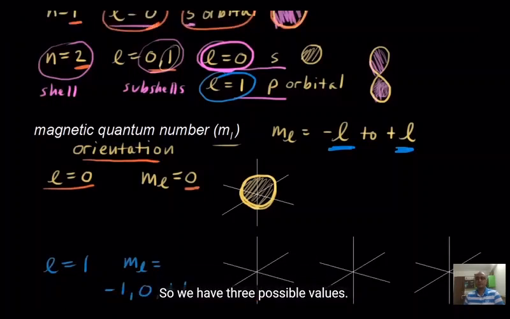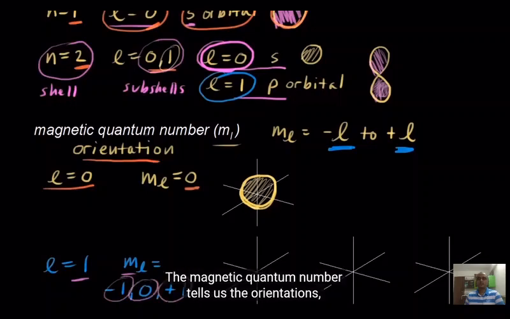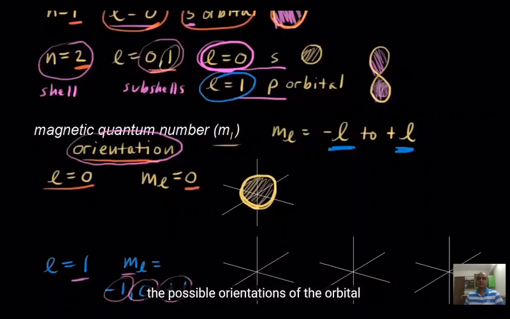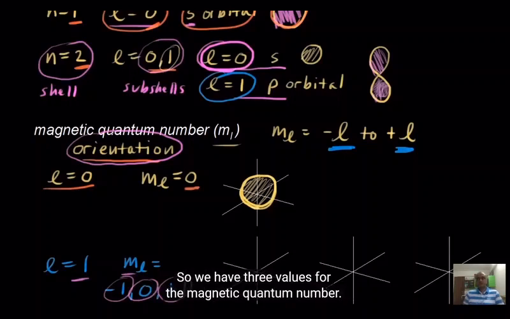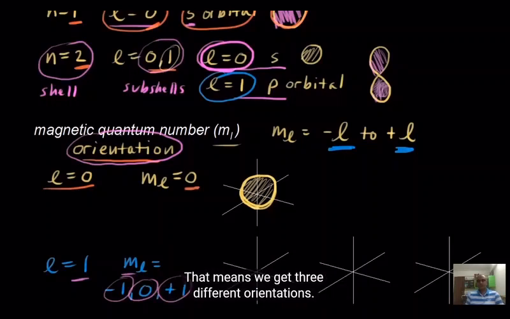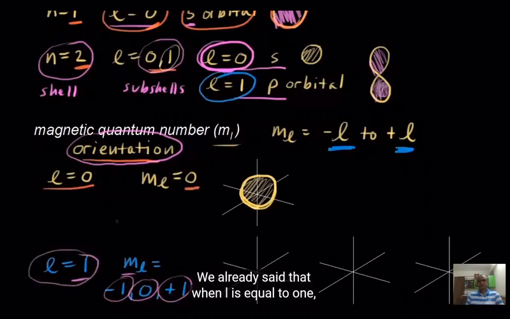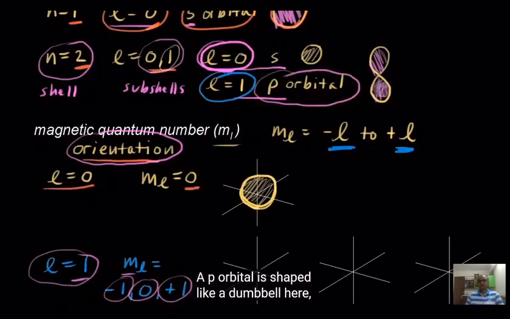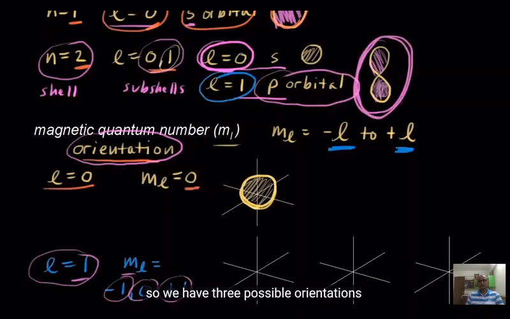So we have 3 possible values, right? So when L is equal to 1, we have 3 possible values for the magnetic quantum number. So 1, 2, and 3. The magnetic quantum number tells us the orientations, right? So the possible orientations of the orbital or orbitals around the nucleus here. So we have 3 values for the magnetic quantum number. That means we get 3 different orientations. And we already said that when L is equal to 1, we're talking about a p orbital, and a p orbital is shaped like a dumbbell here. So we have 3 possible orientations for a dumbbell shape.